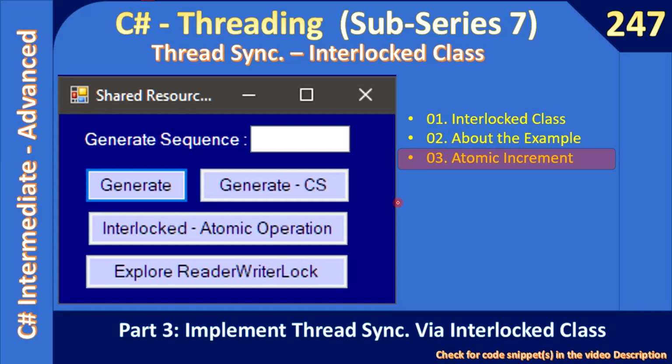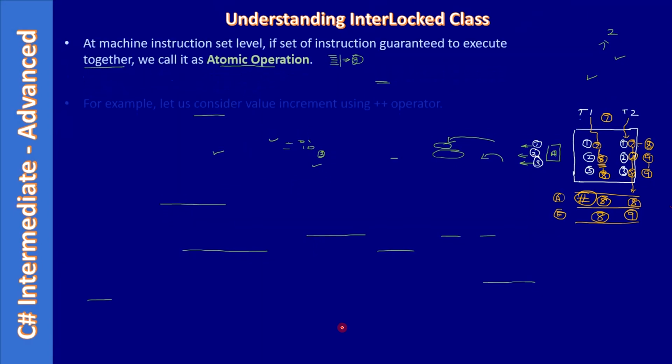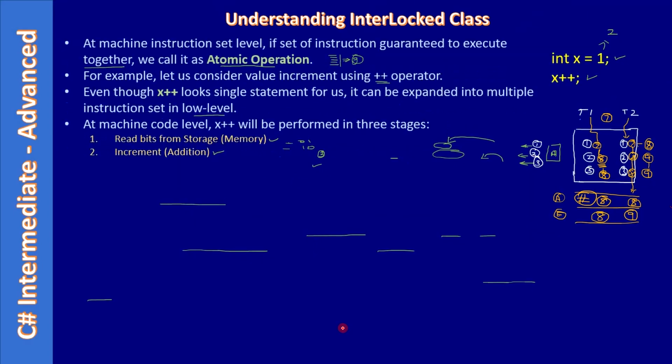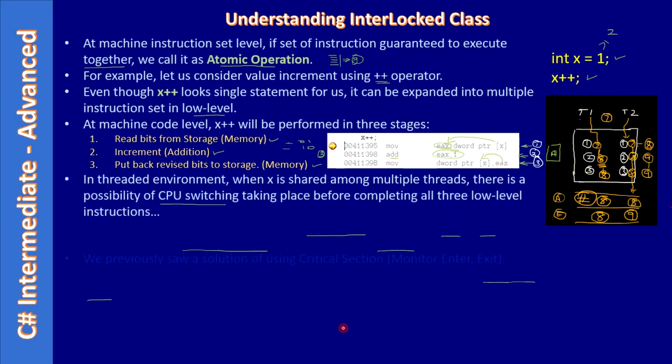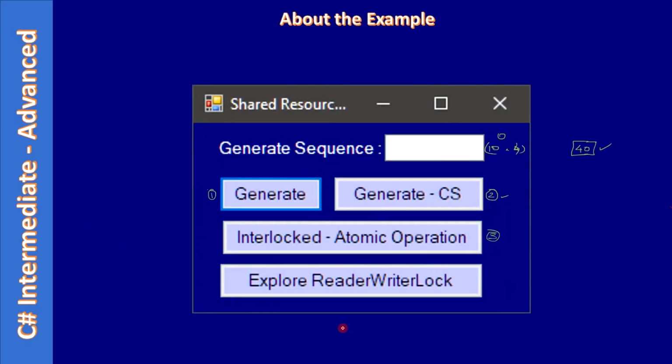Now we are at the final part of the subseries 7, the Interlocked class. In this video we will implement thread synchronization via the Interlocked class. In the first video, we learned about atomic operation and the Interlocked class. Then we talked about the example.